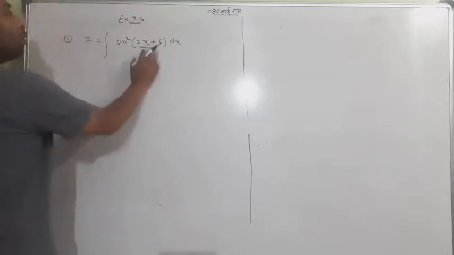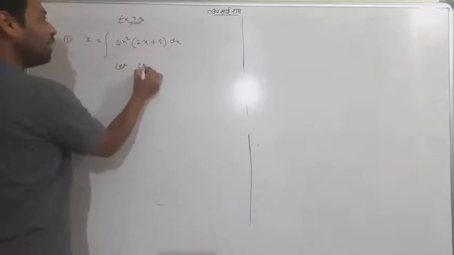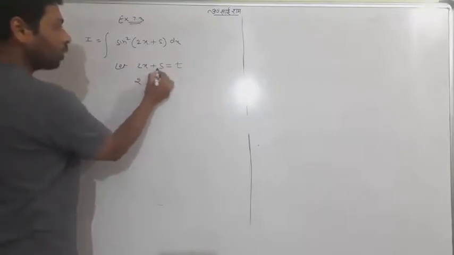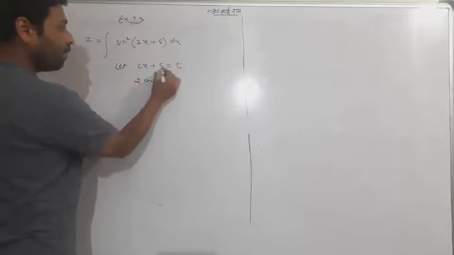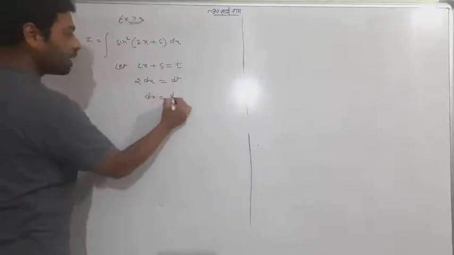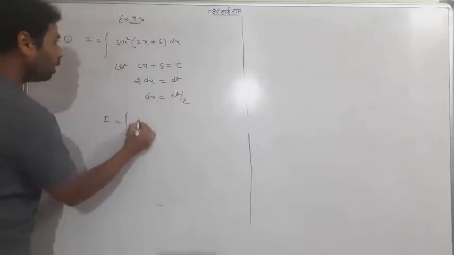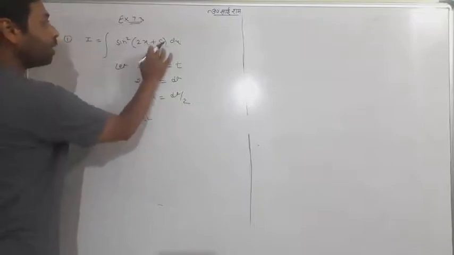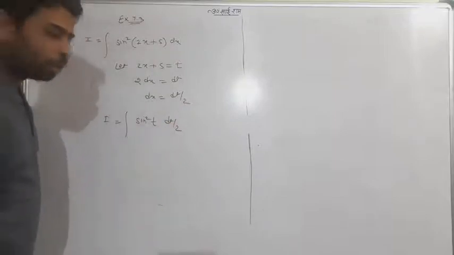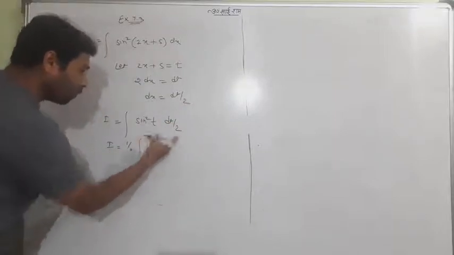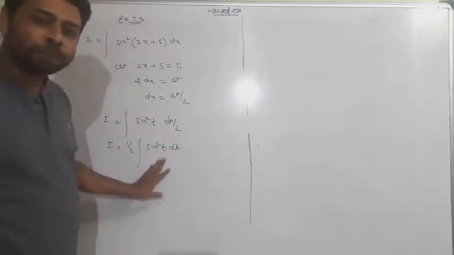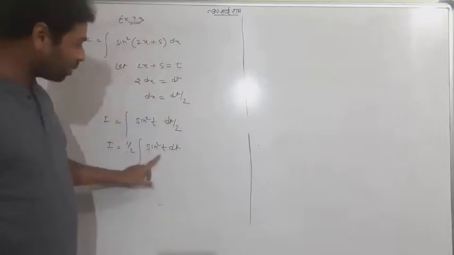So I tell you one thing which you will feel is easy. You only let 2x plus 5 equal to t. After that, do differentiation. Differentiation of x is 1, 5 is 0. You used to write dx equal to dt. So dx is equal to dt by 2. Now the question is going to be sine square t, and instead of dx, what will you write? Dt by 2. So take half just outside of the integration and the remaining is sine square t. Now the question seems easy. This time it was 2x plus 5, but this time it is t only.